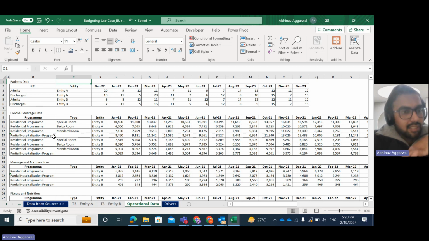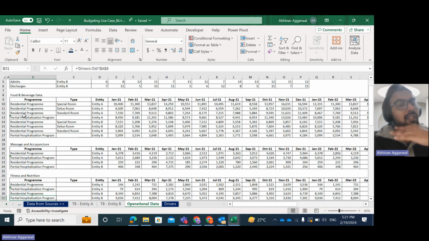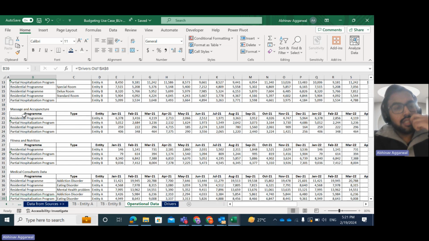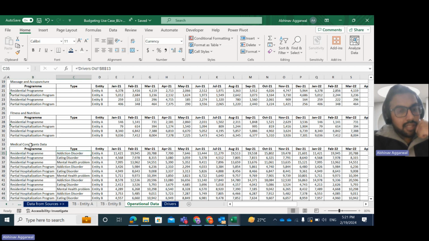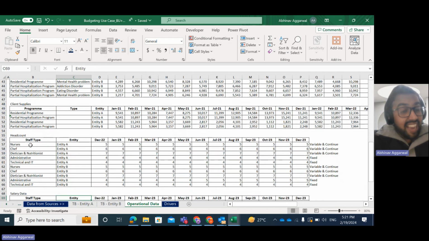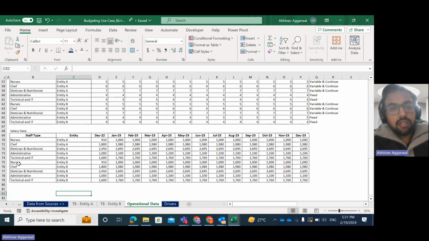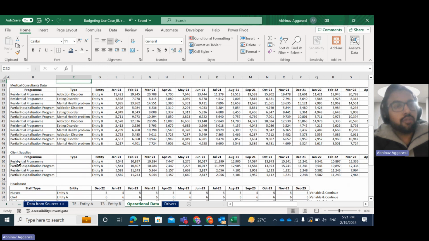You can ask for the patient's data, and the different KPIs could be number of admits, number of discharges, what are the different types of rooms in which they were admitted, what were the food and beverage data, and if that hospital is offering any acupuncture or massage service, what is the breakdown with different programs. Then you can ask for medical consultants' data, different types of disorders, and revenue from that perspective. Then you can have headcount data: what are the total nurses, what are the total administrative staff, when you want to evaluate any cost related to employees. This is your salary data. So these are all different operational data for a hospital.